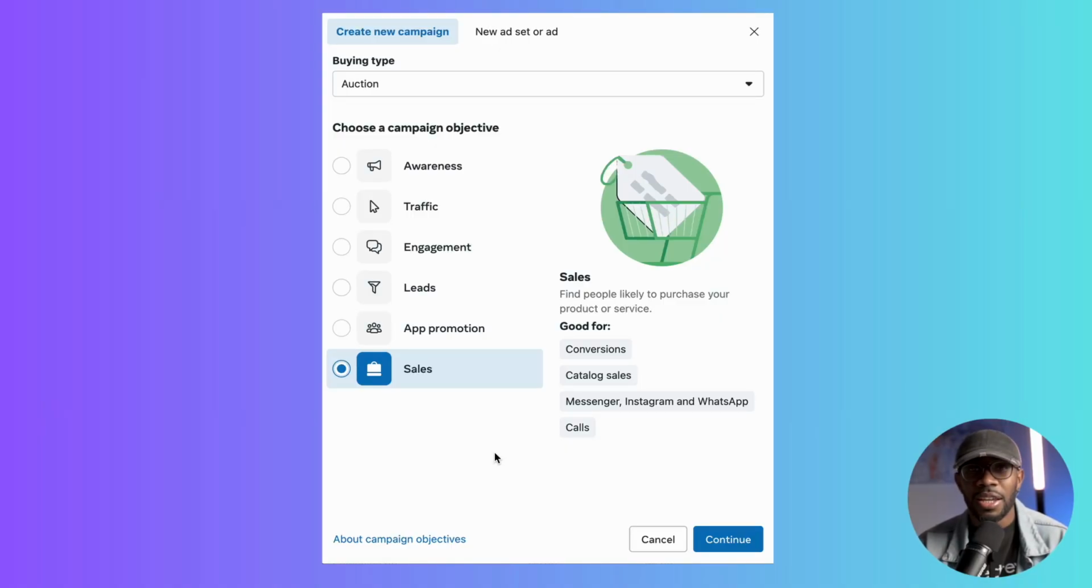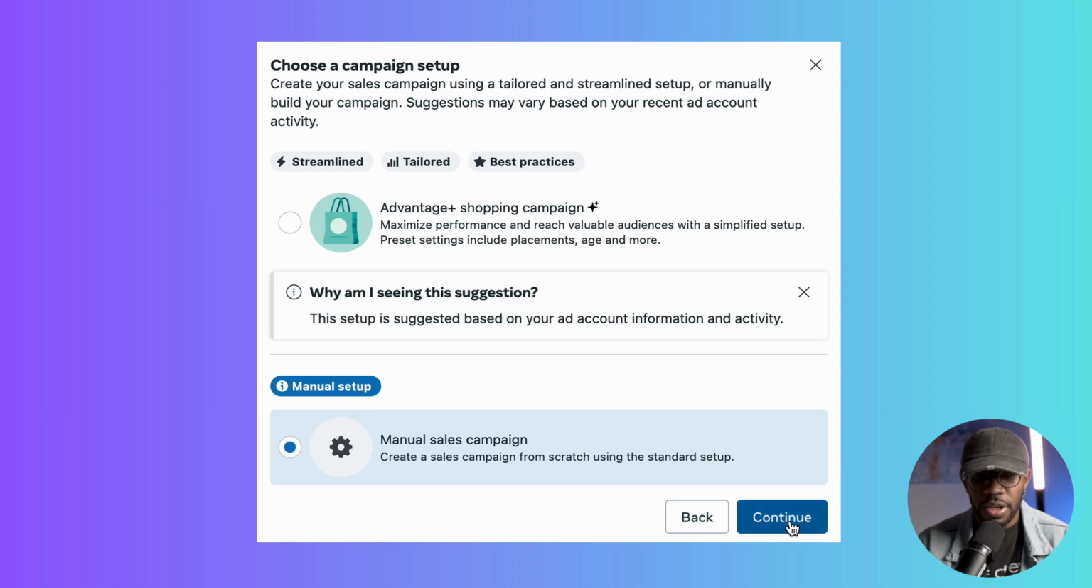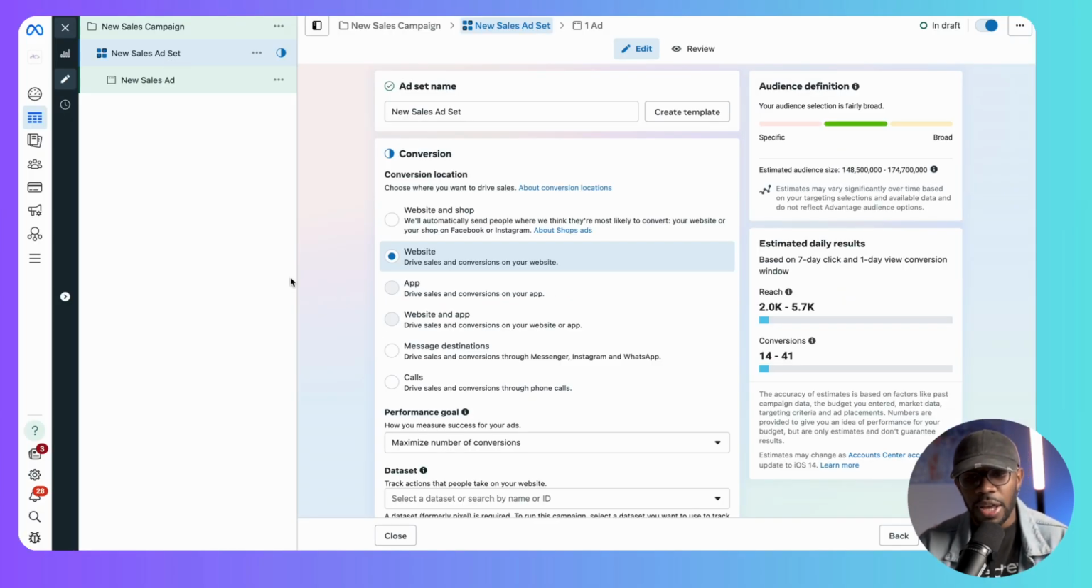So you can't use bidding strategy in each of the campaign types, but there are some campaign types that allow you to do bidding. So for example, let's click sales. And of course, we're going to go manual sales campaign. So now we're going to head over to the ad set.